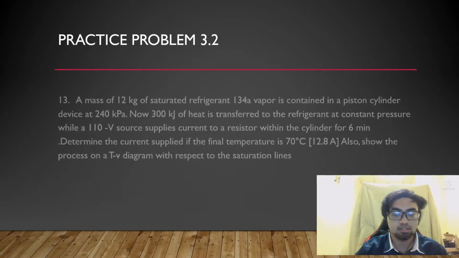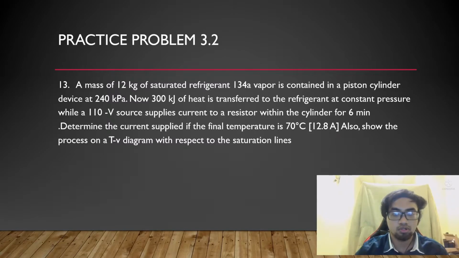Okay, the question that has been given to me is related to energy balance for a closed system, which is at practice problem 3.2, question number 13. A mass of 10 kg of saturated refrigerant 134A vapor is contained in a piston cylinder device at 240 kPa. Now 300 kJ of heat is transferred to the refrigerant at constant pressure while a 110 volt source supplies current to a resistor within the cylinder for 6 minutes. Determine the current supply if the final temperature is 70 Celsius. Also show the process on a T-v diagram with respect to the saturation line.